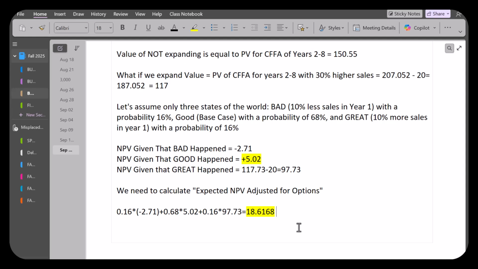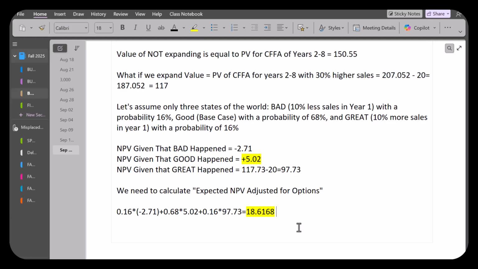You know, if the base case scenario was a little bit weaker, let's say we started with 80 instead of 90, the base NPV was going to be negative. We already looked at that, right? Based on that alone, we would have rejected the project. But now we see that option to expand actually has value. So option adjusted NPV is actually positive. So just because the project has negative NPV without thinking about the options does not necessarily mean you should reject that project.